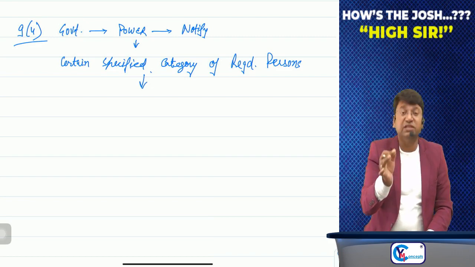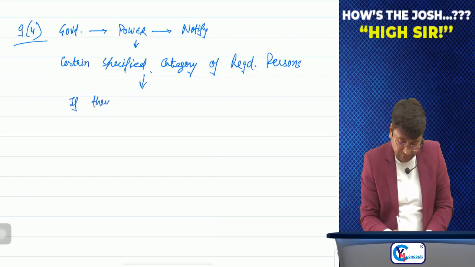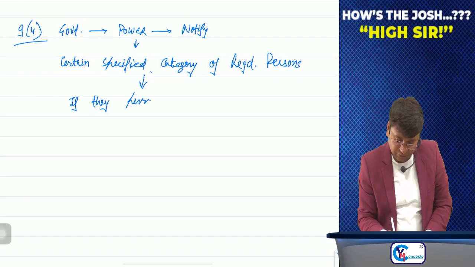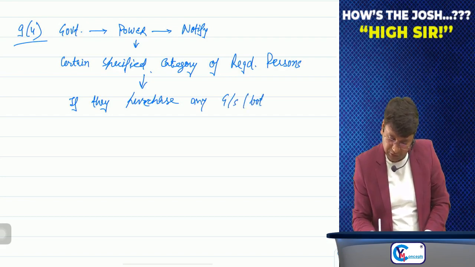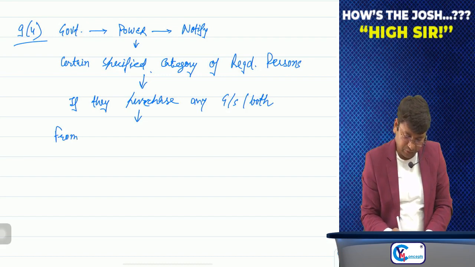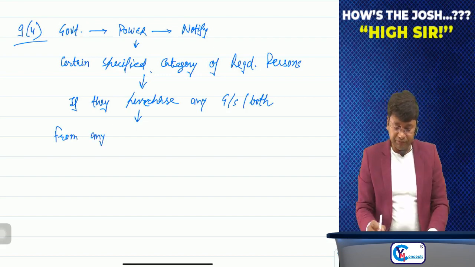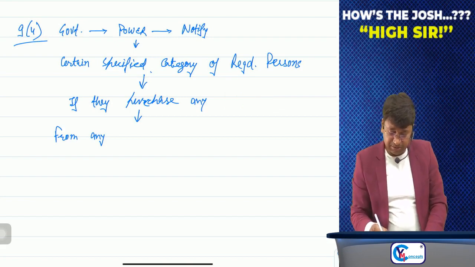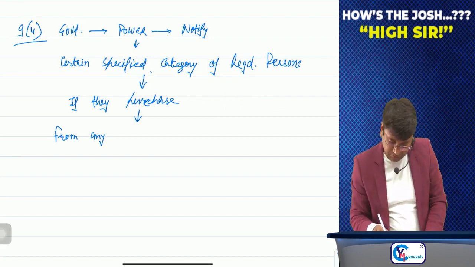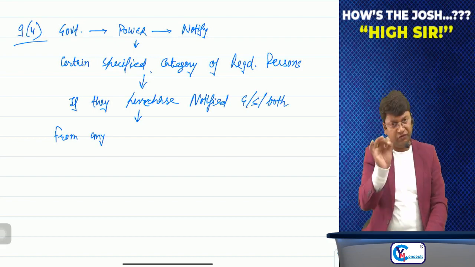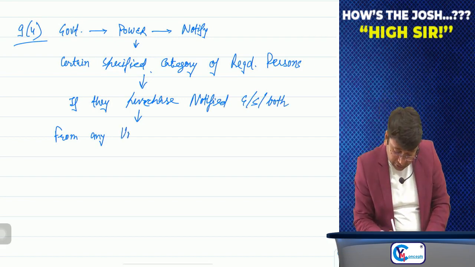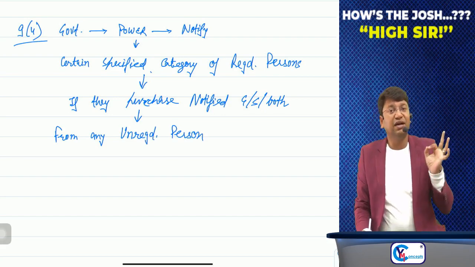then if those registered persons purchase any goods or service or both, if they purchase notified goods or service or both, some goods or service or both are notified, if they purchase it from any unregistered person. So supplier is unregistered person.